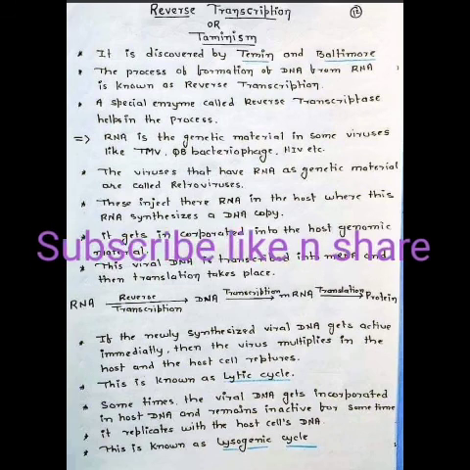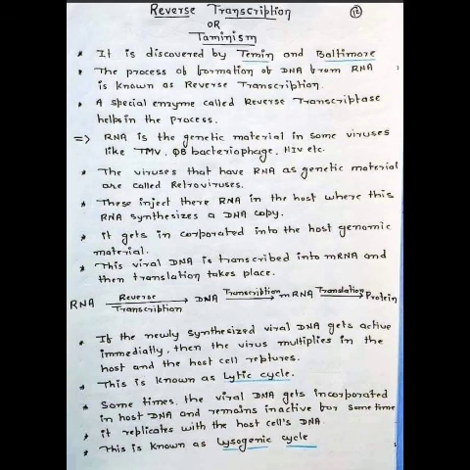Now the next step is reverse transcription. How does reverse transcription take place? This process is also known as Teminism, because it was first discovered by Temin and Baltimore. The process of formation of DNA from RNA is known as reverse transcription, right? A special enzyme called reverse transcriptase helps in this process. RNA is the genetic material in some viruses like TMV, tobacco mosaic virus, bacteriophage, HIV, etc. The viruses that have RNA as genetic material are known as retroviruses.